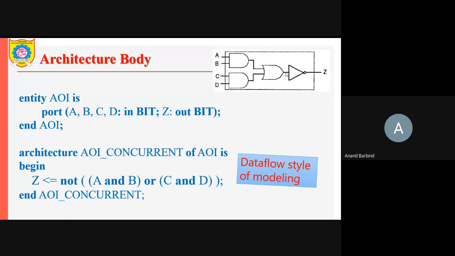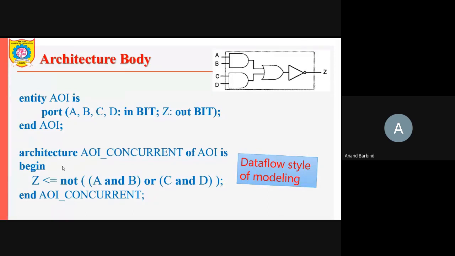Then we can have another signal which describes the output of the OR gate, for example W. So the next statement would be W is equal to X or Y, and finally the last statement would be Z is equal to not W. Like that you can write a number of statements, whereas all of these are done with the help of a single statement for Z.